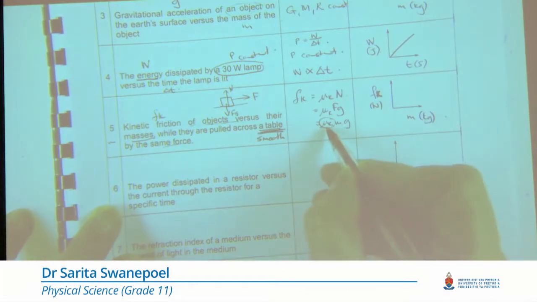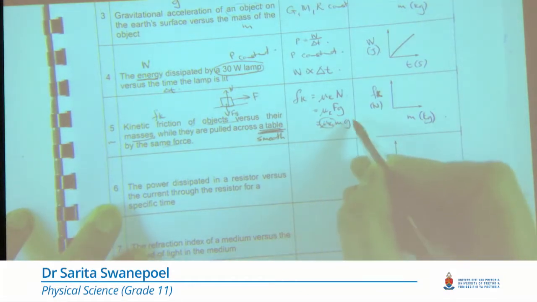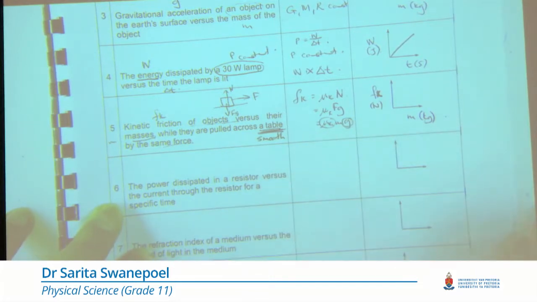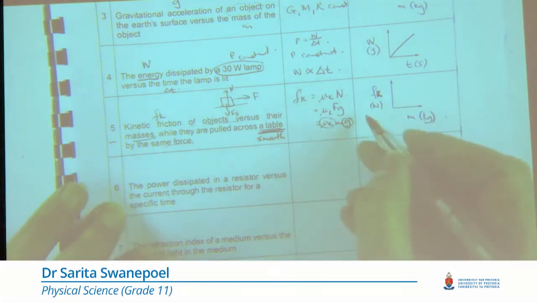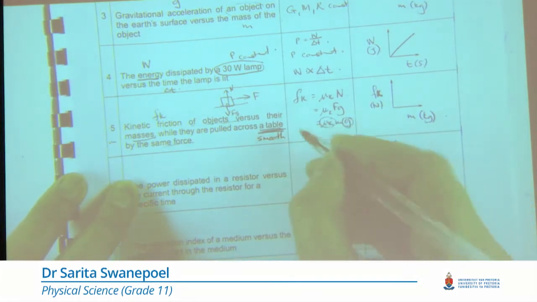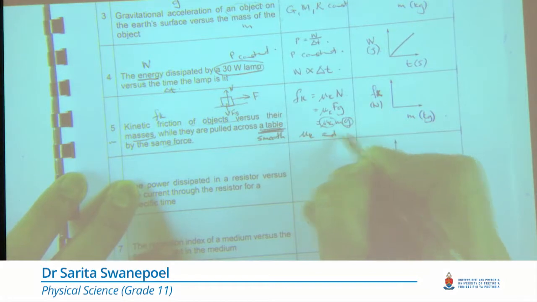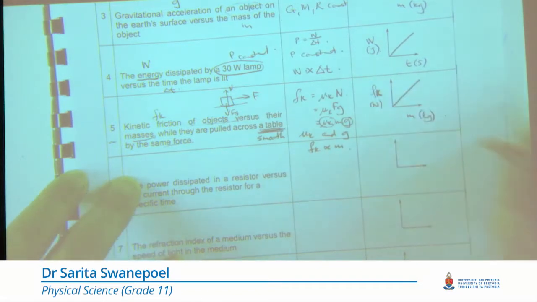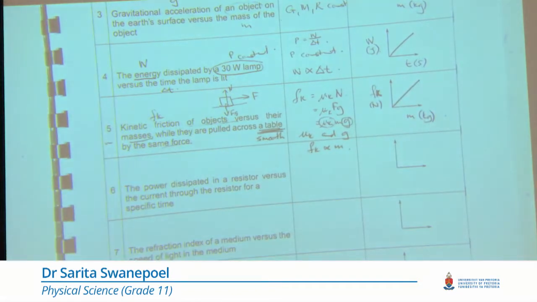So mu is a constant. And g is also a constant, right? We're staying on the same world, same earth. So if both those are constant, the mu k and g is constant, then Fk is directly proportional to the mass. So the bigger the mass, the bigger the gravitational force, the bigger the normal force, the bigger the frictional force, right? And they ask things like this. They ask you, if they increase the mass of the object that's being pulled, what's going to happen to the frictional force? And you can feel it, huh? It's going to be bigger friction.